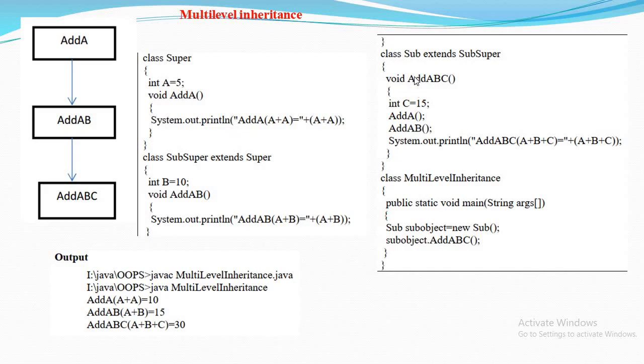We create the object of the subclass. The sub object calls add abc, which first calls the function of the last subclass. Inside it, we access the functions add ab and add a. First it will call a, so the answer is 10. Again it will call a plus b, so the answer is 10 plus 15. Again we call a plus b plus c.